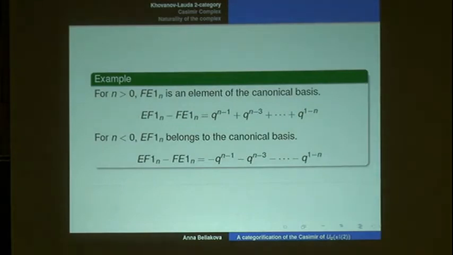So if you just take the case of F times E and you apply it on some weight space, or some idempotent 1_n, then you see that in the case when n is positive, EF minus FE is given by this formula. And in the case when n is negative, it's given by the same formula where you have minuses everywhere. So this means that in the first case, I can write down EF as a linear combination of FE with all these powers of q with all positive coefficients. And in the other case, I can write FE as a sum of EF, again with all positive coefficients. So this is an illustration of the fact that either EF or FE will play the role of the canonical basis. They switch depending on the sign of n.